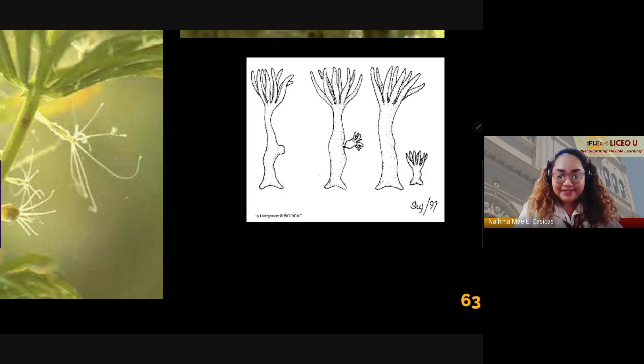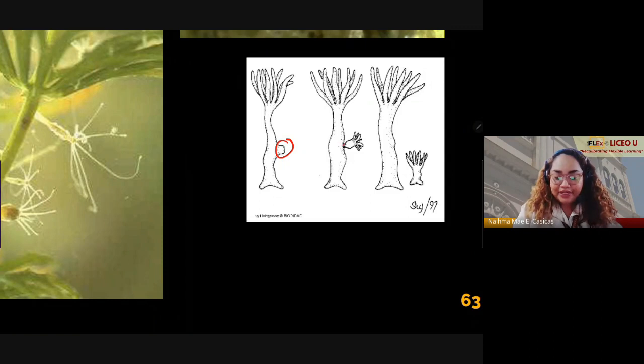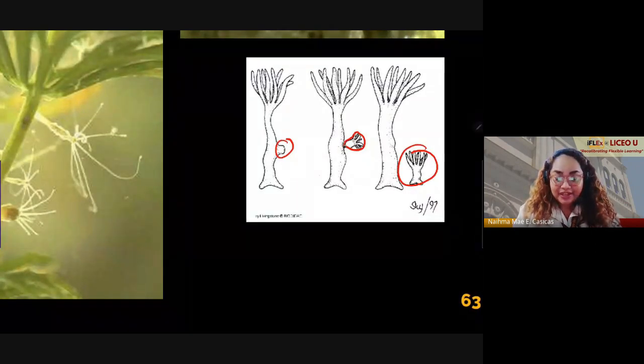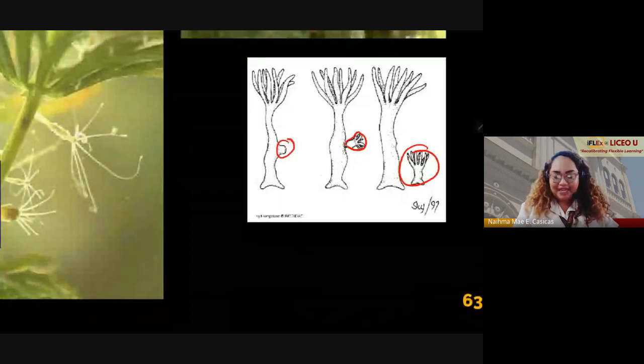So a stump will begin to grow on the side of the hydra, and then eventually it will grow into a separate hydra, like a baby hydra, and then eventually it will separate itself and become a new individual, and it will then grow again and become another water hydra. So, that is budding.